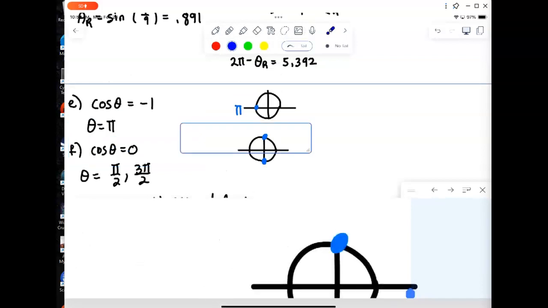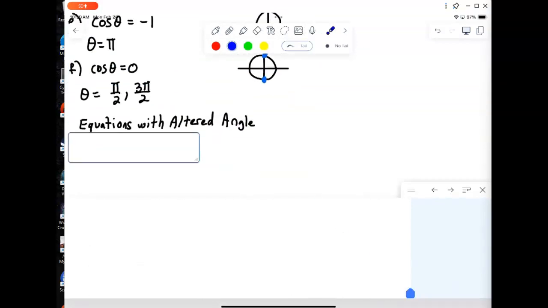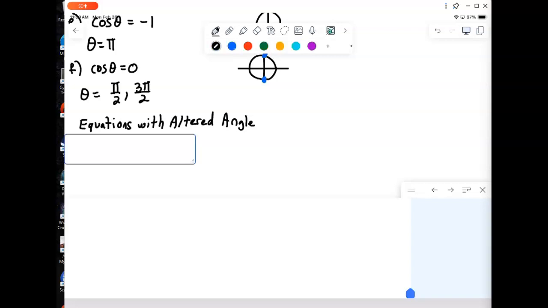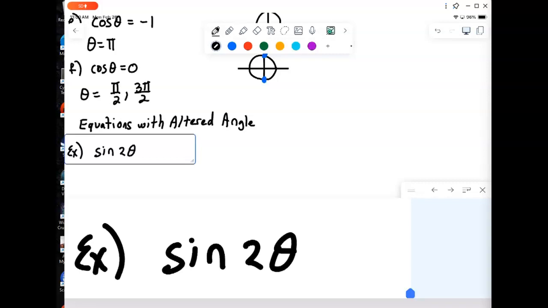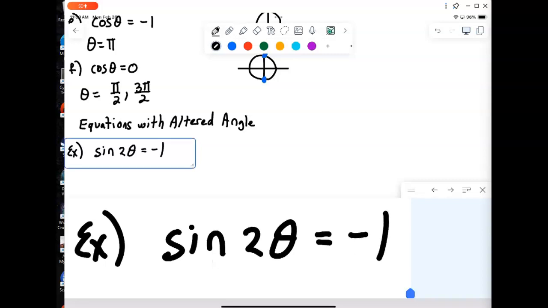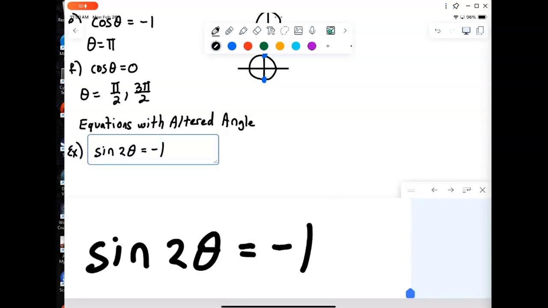Okay, so for example, maybe we have the equation here. Let's say sine of 2 theta equals minus 1.